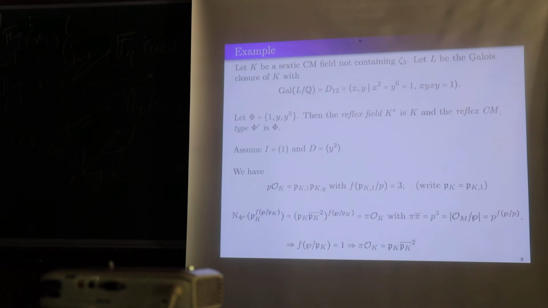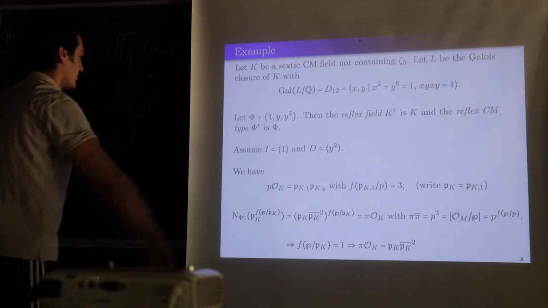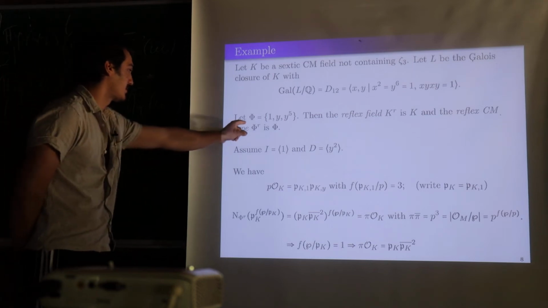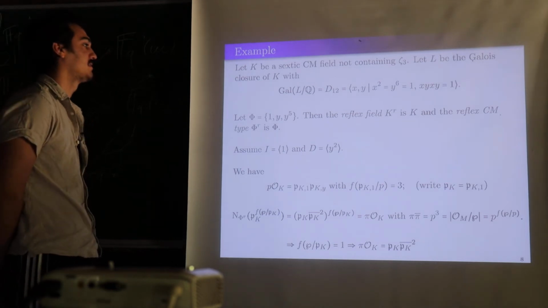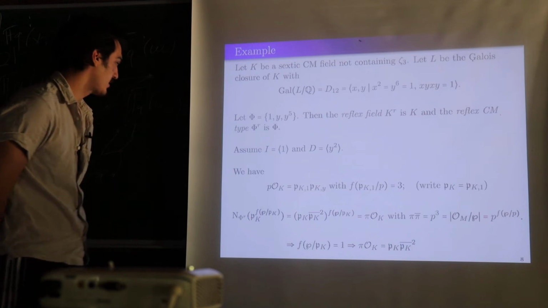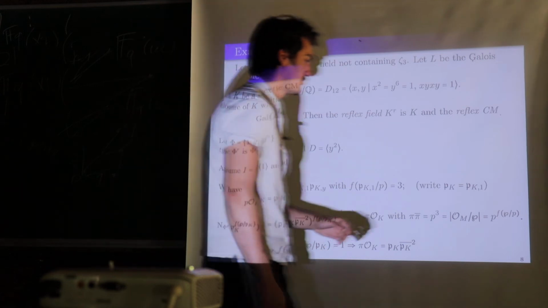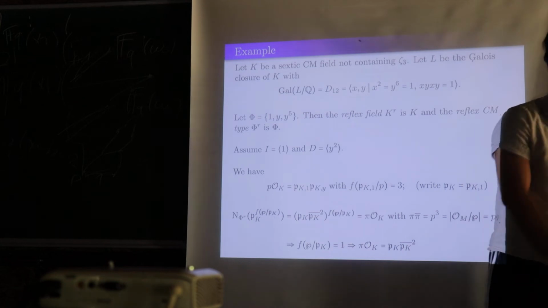Okay, let us look at the example. Let K be a sextic CM field not containing the third root of unity. Let L be a Galois closure of K with Galois group D20. Let phi equals, let us take the type as this. Then the reflex field KR is equal to K, and the reflex CM type phi R is phi. Let us take our inertia group as you've seen before, actually, in here.